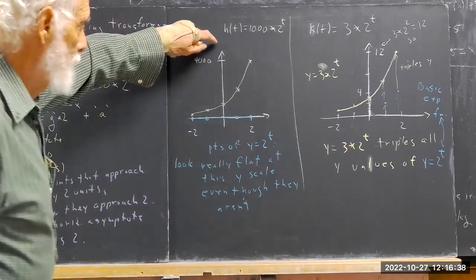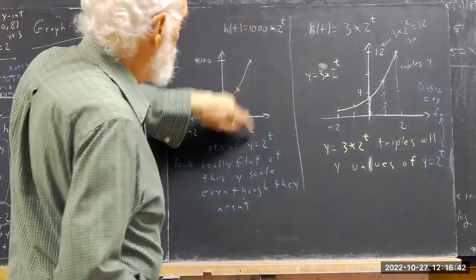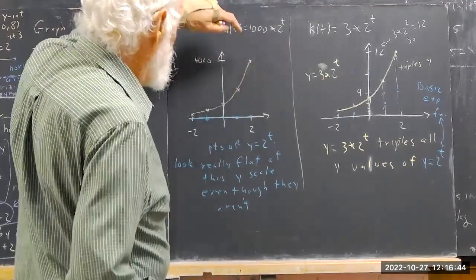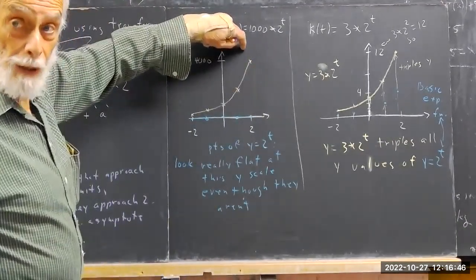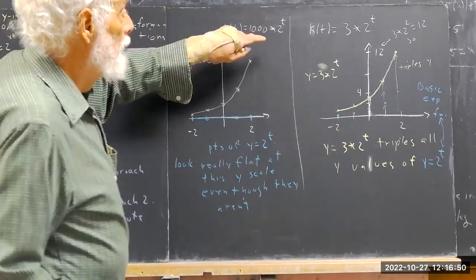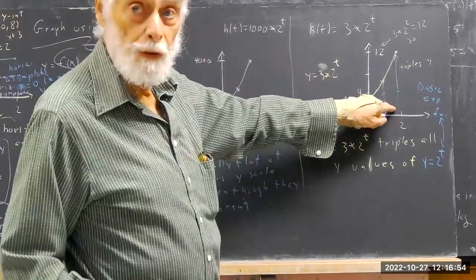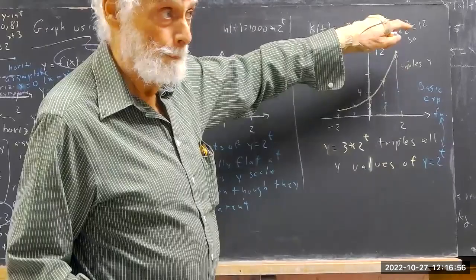Okay, now, again here, we know that when t is 2, 2 to the t is going to be 4,000. So that's going to be the maximum value of this transformed function. Now, this function is vertically stretched by a factor of 1,000, just like this one was vertically stretched by a factor of 3.